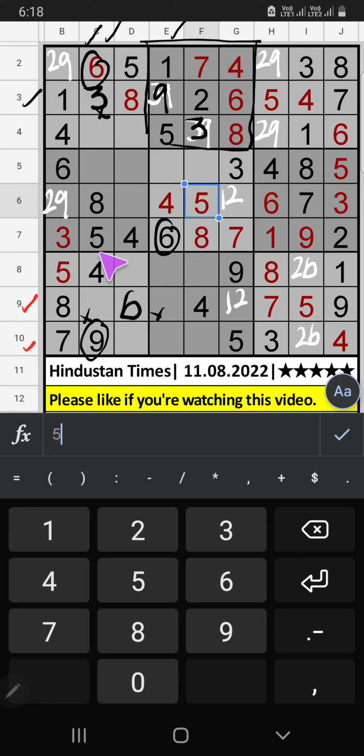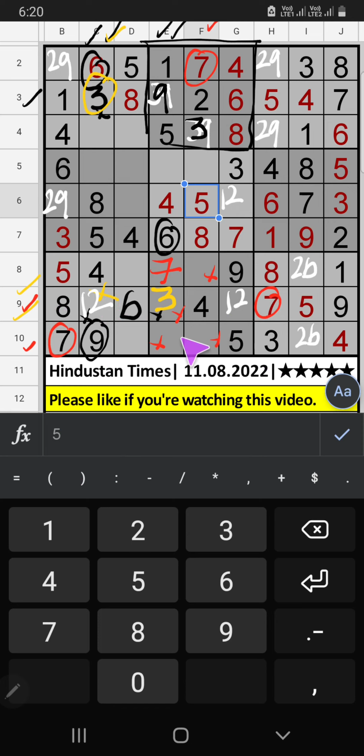10th row and 9th row, column F, we have 7. So 7 can't come in these cells, then 7 is confirmed here. 9th row, 3 numbers are remaining: 1, 2, 3. Column C, we already have 3, so 3 can't come in the cell, then 3 is confirmed here. 9th row, 2 numbers are remaining, 1 and 2. It will come in another 2 cells. We will confirm later.